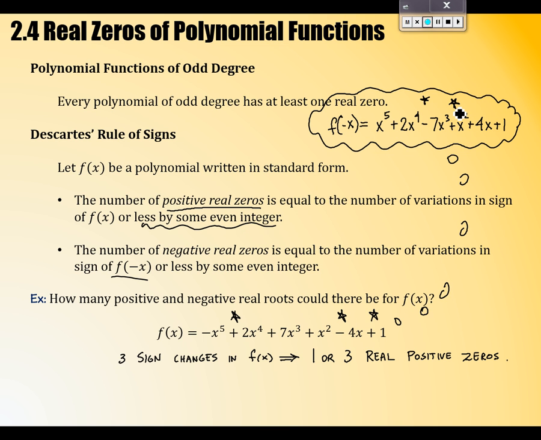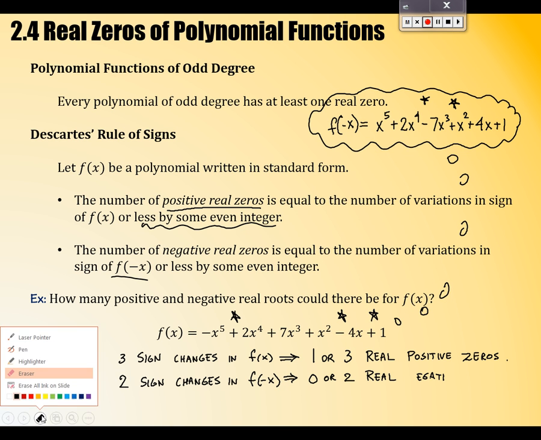All right, so 2 sign changes in f of negative x. That means for me that we have either 0 or 2 real zeros on the negative side, real negative zeros. I don't know where to put the adjectives. Okay. Negative, that's pretty good. That's my new favorite word. Negative.